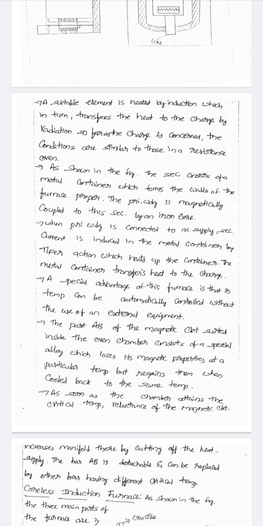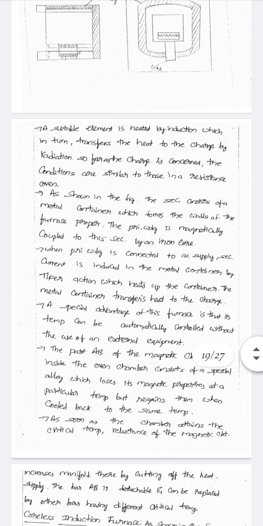Now the transformer heat is charged by radiation. As far as the charge is concerned, the conditions are similar to those in resistance heating. What are the ways it is similar to resistance heating? We have already completed that; the first one is resistance. From the picture, the second part consists of a metal container.